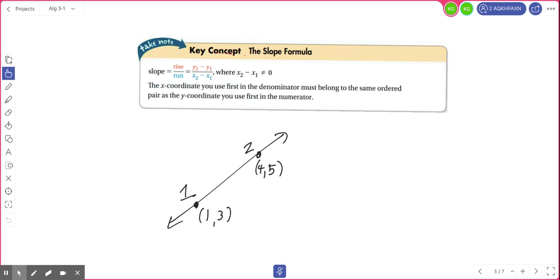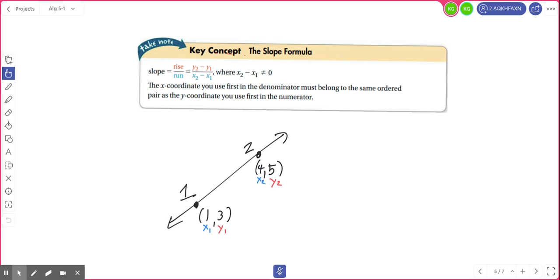We don't have to look at the line. We don't have to draw a triangle. We don't have to have a table. Let's just label these a little bit. So for point 1, we'll call the x and y, we'll just call them x1 and y1, so that we can tell the difference between those and x2, y2 for point 2.